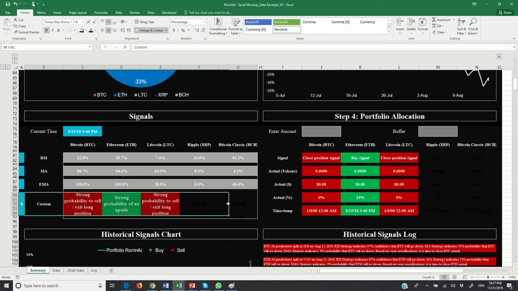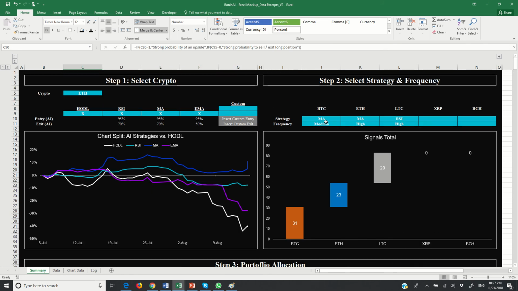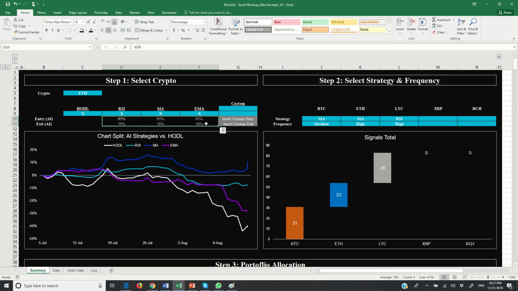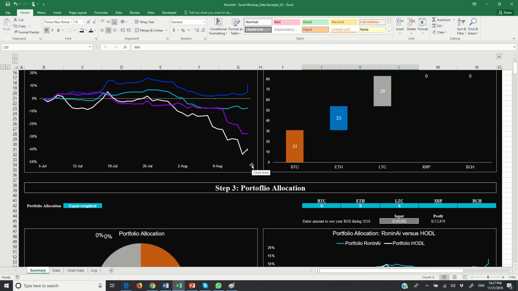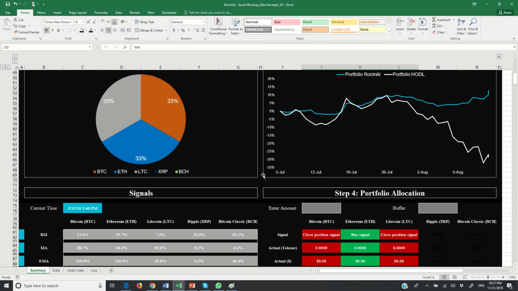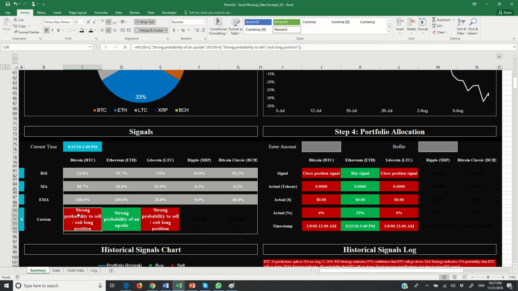At the same time, the custom one is selected based on the combination of both the strategy and the frequency. These have a certain default frequency. The strategy and frequency selected here make up a custom strategy that is represented right there. Green basically means buy, and red means sell. At 3:40 p.m. on August 15th, 2018, Ether is a buy, and Bitcoin and Litecoin are a sell.